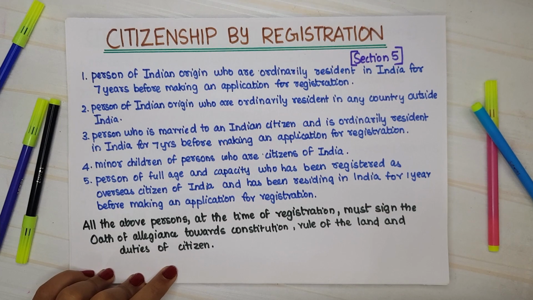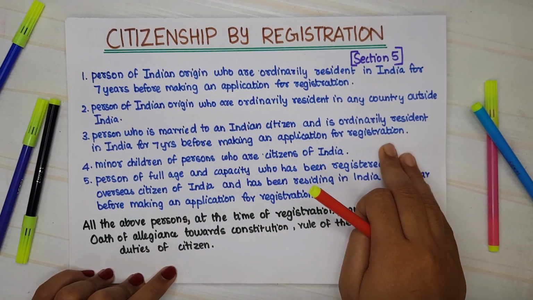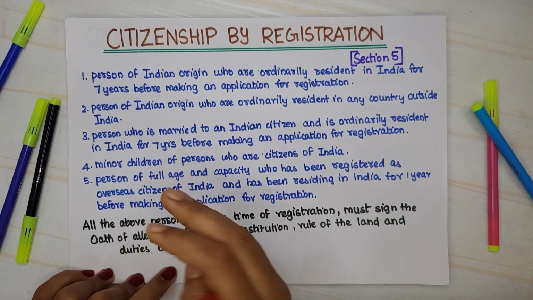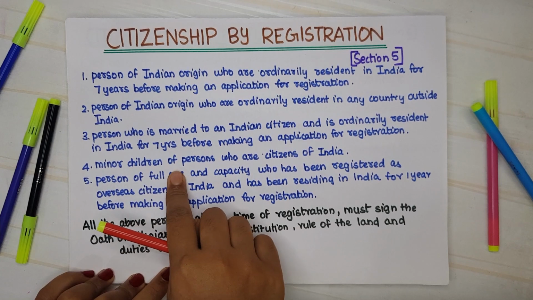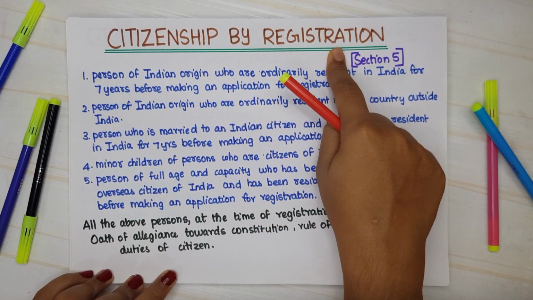an Indian citizen. Then the second one, a person of Indian origin residing in any country outside India can apply for registration. Then the third one, a spouse of an Indian citizen who has been residing in India for 7 years can apply for registration of Indian citizenship. Then the fourth one, the minor children of Indian citizens can also apply for citizenship by registration.